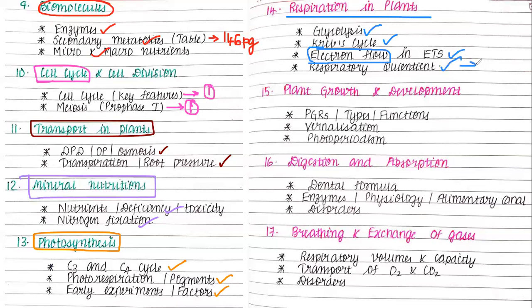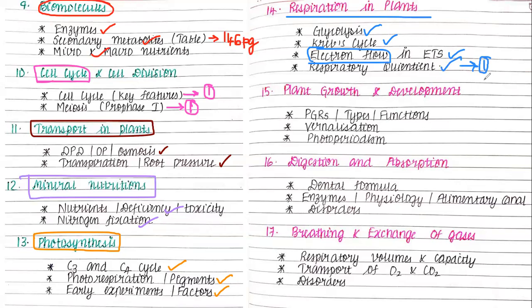Respiratory quotient is going to be one of the questions this year. What is it for tripalmitin? For protein? For fatty acids? For carbohydrate, what is the RQ value? It is the ratio of carbon dioxide to oxygen. So in respiration in plants, my expectation is one question from respiratory quotient.